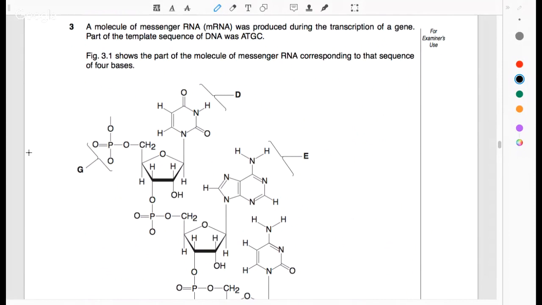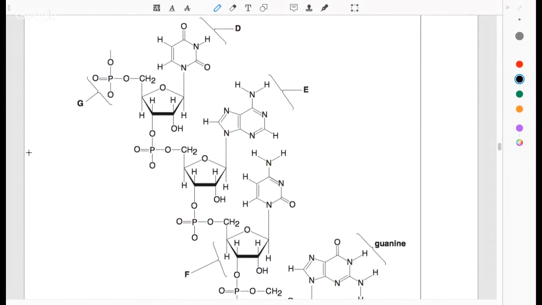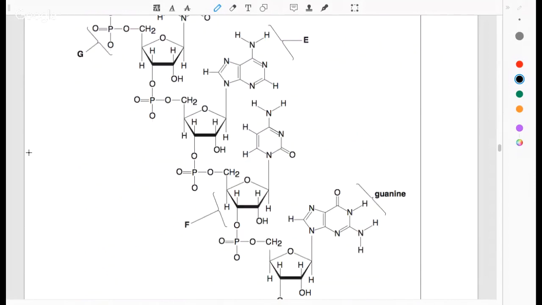D is uracil. Good. E is adenine. Or adenine. And then F is ribose. Good. Sugar. And G is phosphate group. Good. That works.